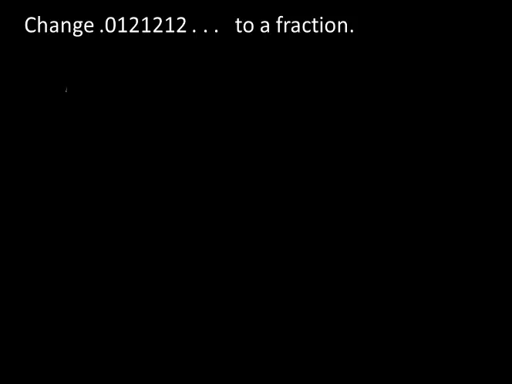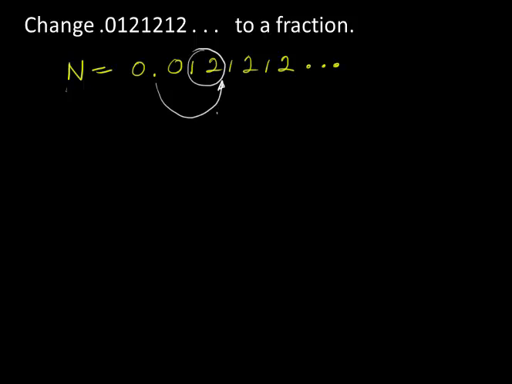Here's another example, a little bit different. Let's give it a name. Take the time to do this. 0.012112, etc. Okay, so let's circle the first repeating block of digits right here. And so this time, in step 1, we'll multiply by a power of 10 to move the decimal past the first repeating block. So we'll have to multiply it by 10 cubed.